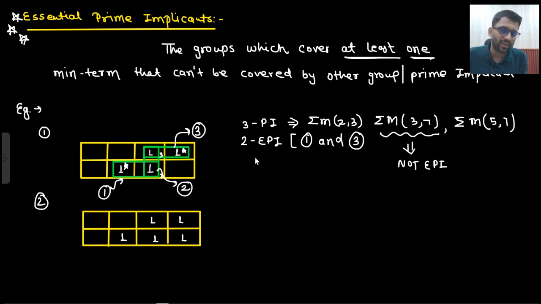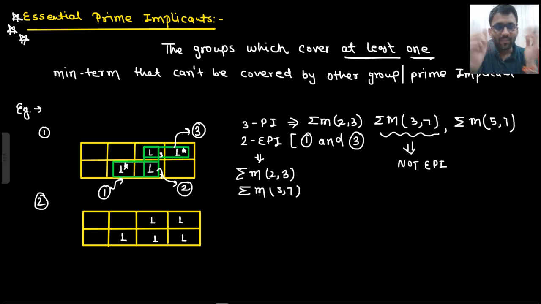So what are the essential prime implicants? That is 0, 1, 2, 3 and 4, 5, 6, 7. We will see more examples, it will be more clear to you. Let's make prime implicants now.